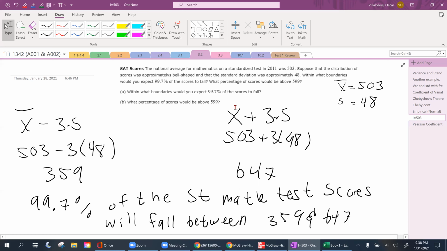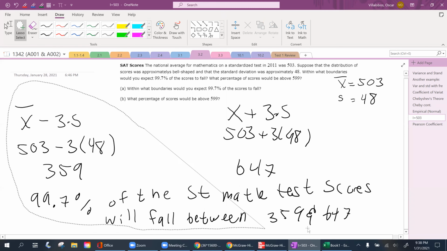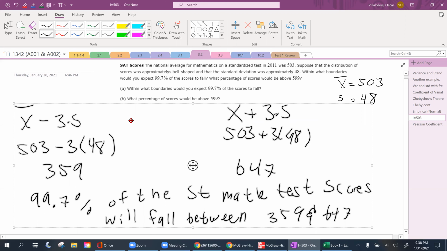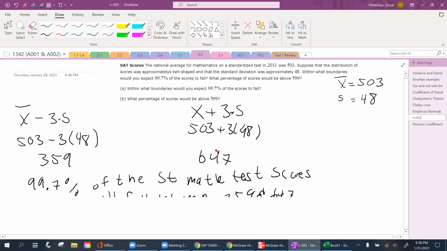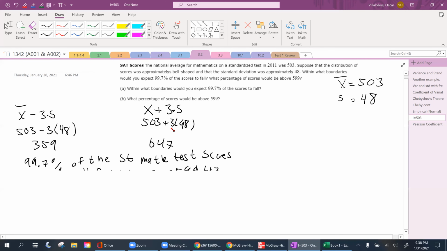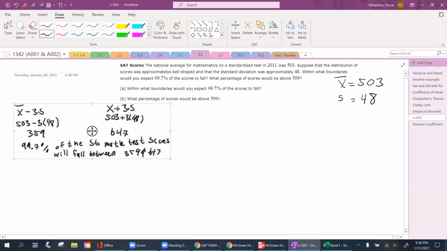Let me make this a little bit smaller. Whenever you're given a percentage, that's going to be a clicker right there. Whenever you see 99.7%, 95%, or 68%, that's how you know you're going to be leaning this way, for these formulas. Now, let's go on to the next part.